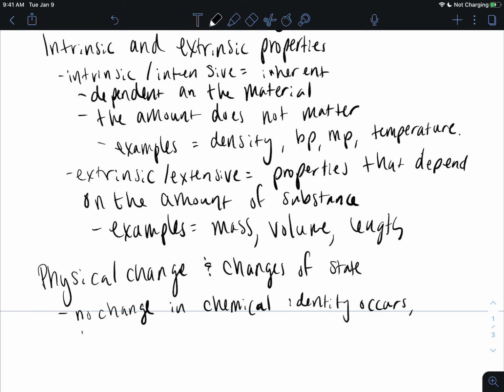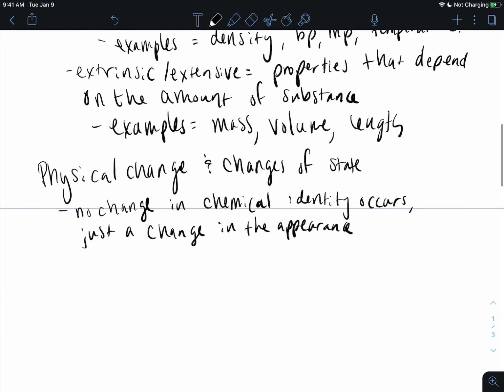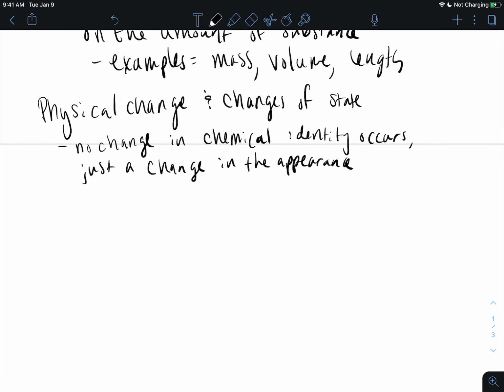Just a change in the appearance. Okay. So one that is often mistaken for a chemical change is a change in state. That is a physical change because we're not changing our substance. So our change of state are going to be physical changes.